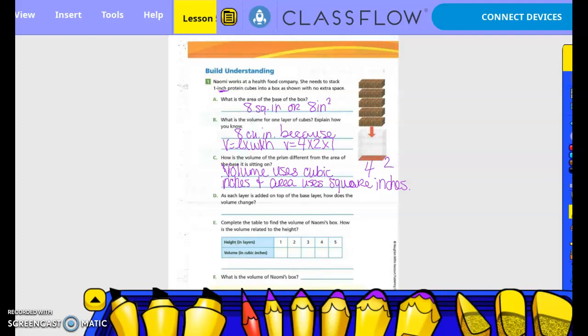As each layer is added on top of the base layer, how does the volume change? So when each layer is added, is the volume going to increase or decrease? Okay. So the volume will increase.